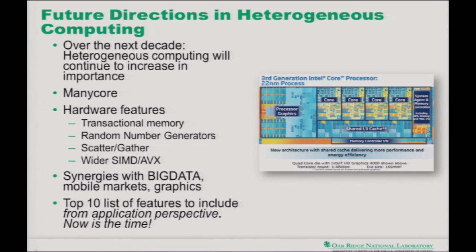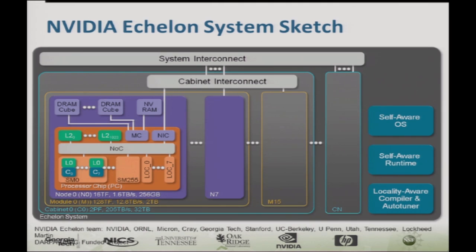I threw this out: future directions in heterogeneous computing. I think we're going to see a lot more of this, many core. You might have 3 or 4 different kinds of cores on a chip. You might have one to do something like a different type of image processing or AES processing. Plus you have all these things like transactional memory, random number generators, and scatter gather. All that stuff is coming, and we need to understand how to take these features and integrate them into our code.